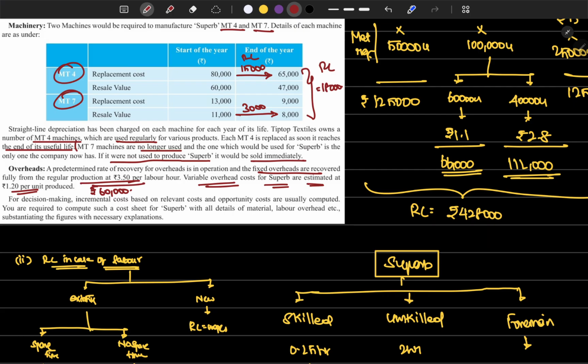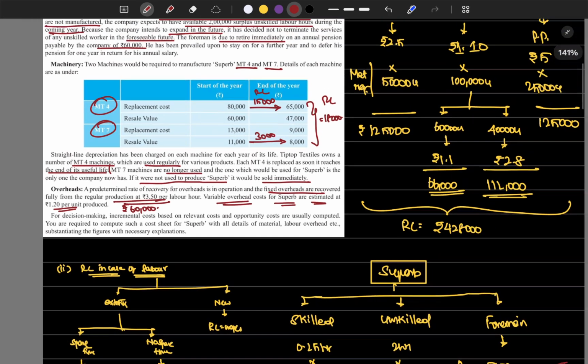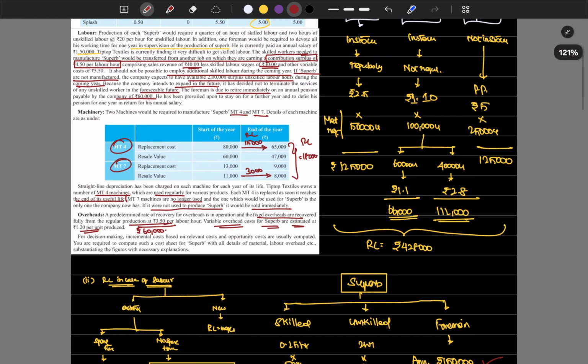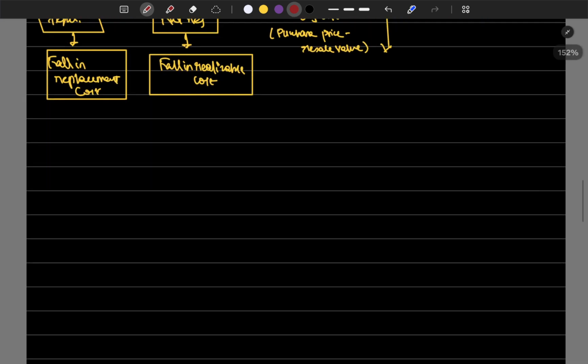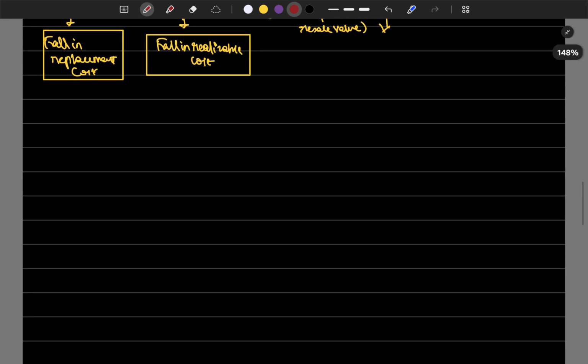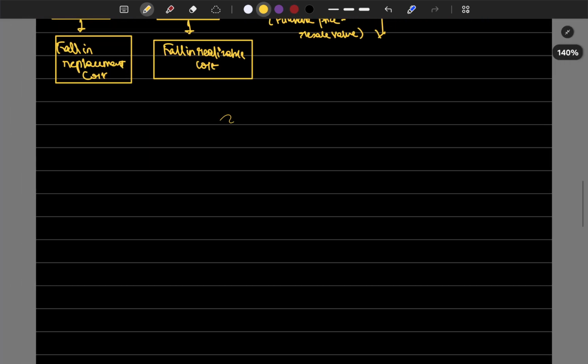For decision making, incremental costs based on relevant costs and opportunity costs are usually computed. You are required to compute such a cost sheet for Superb with all details of material, labor, overhead, etc., substantiating the figures with necessary explanations. We have given explanations while solving the problem itself. So we are going to prepare a cost sheet comprising all this.